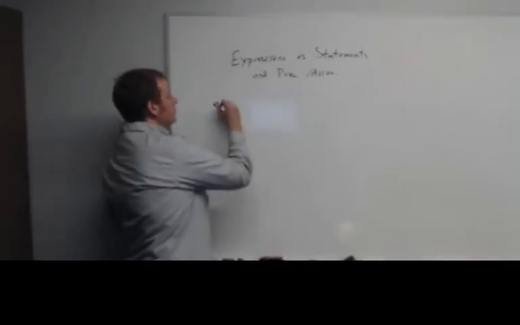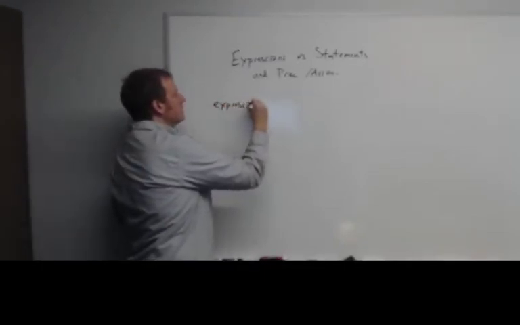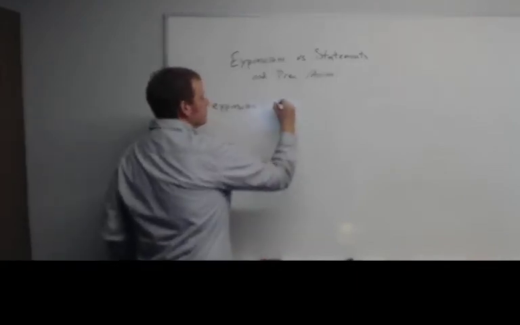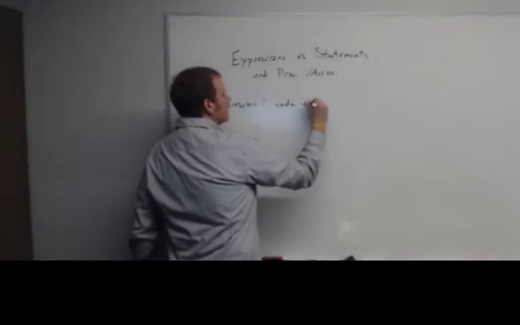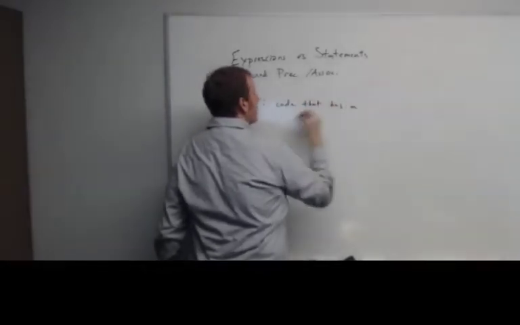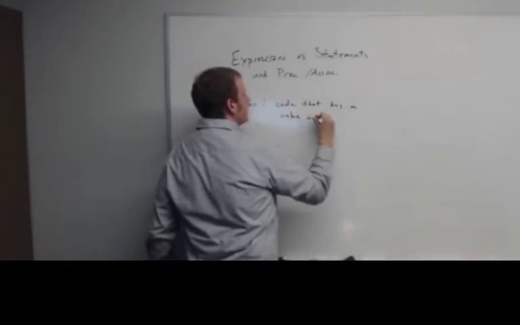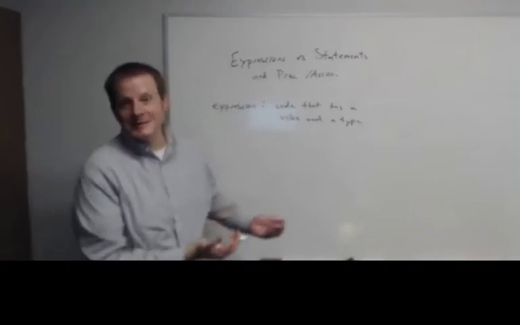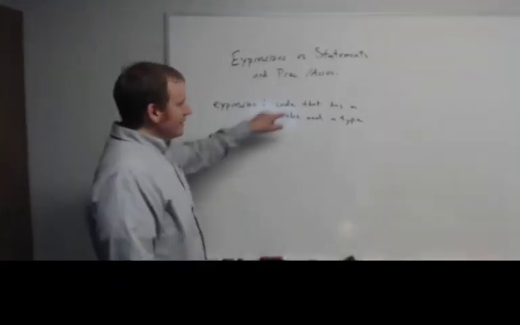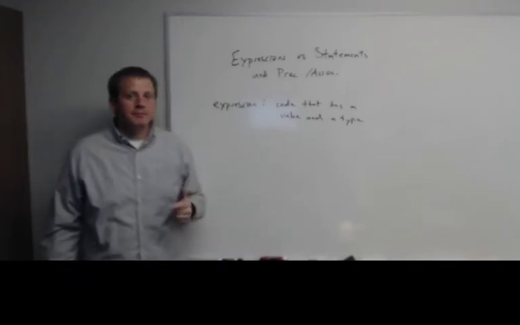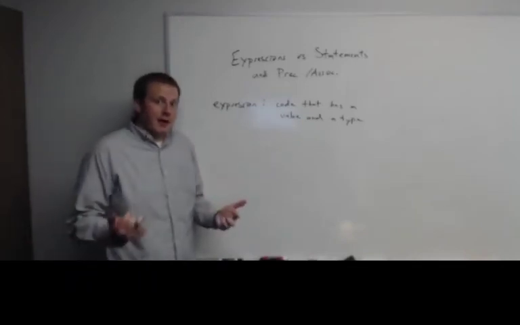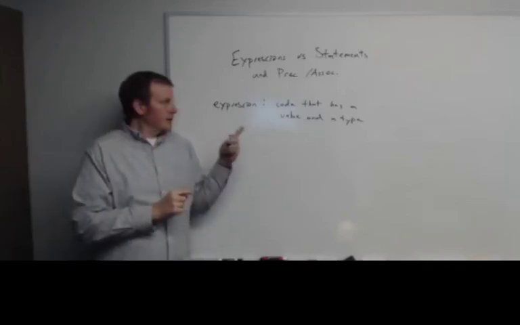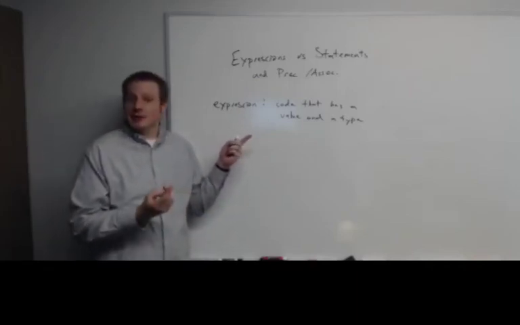So an expression is just some fragment of code that has a value. Code that has a value and a type. It has to have a type because every value has a type. So if it has a value, then it has a type. Now this should remind you of something. When we define variables, we said a variable has a name, a value, and a type. So an expression is like that, except it doesn't necessarily have a name.